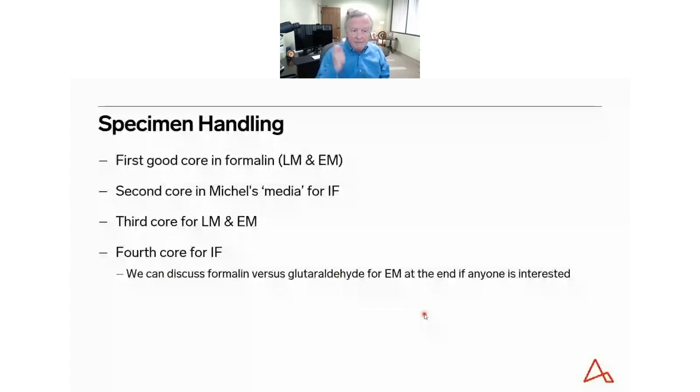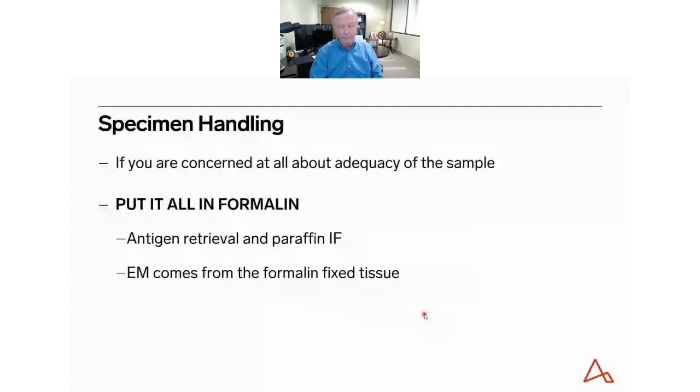Say it again. If you have a good core, the core goes into formalin. The second core goes into Michel's media for immuno. If you do 4 passes or 3, the third core goes into formalin. Notice I'm not mentioning glute. If anybody wants to discuss why we use formalin versus glute, we can get into that. I hope you don't.